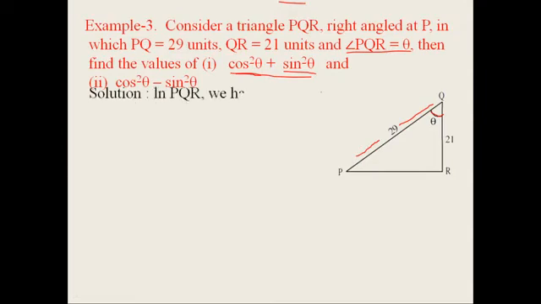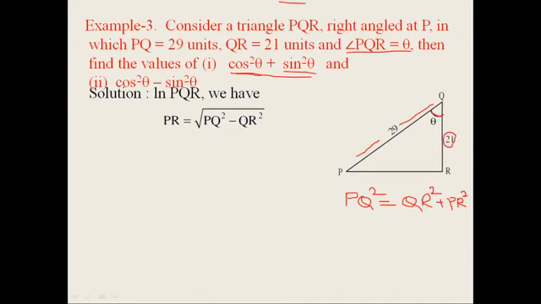Let us start the solution. In triangle PQR, we have PR is equal to under root of PQ square minus QR square by Pythagoras theorem. So what is the Pythagoras theorem? Hypotenuse square is equal to the sum of the squares of the other two sides. PQ square is equal to QR square plus PR square. Here we have the QR value and the PQ value is also there. What we need here is the PR value.